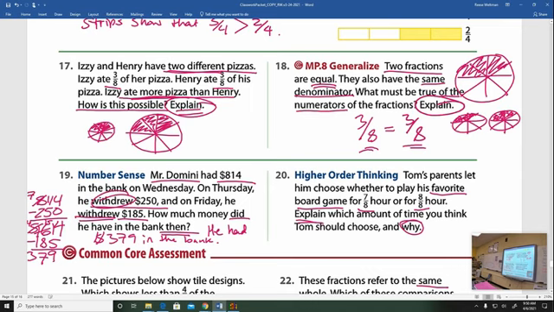Yeah, kind of? Okay. Great question. If the denominators are the same, if you want your fractions to be equal, and you have the same denominator, then the numerator must also be the same. That's right.